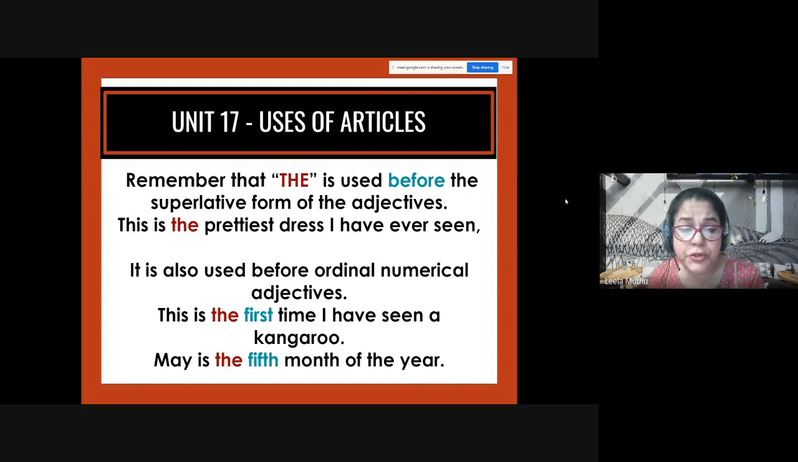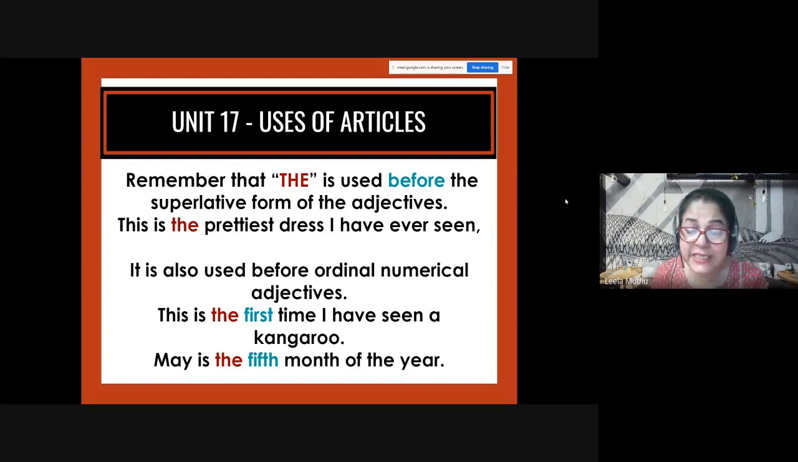Remember that "the" is also used before the superlative form of the adjective. Now we learned about degrees of comparison, and you know that before the superlative form of the adjective, we always put a "the." For example, this is the best movie that I have ever seen. He is the sweetest person I have ever met. This is the prettiest flower in the whole bunch. He is the tallest boy in the class. So always use "the" before the superlative form of an adjective.